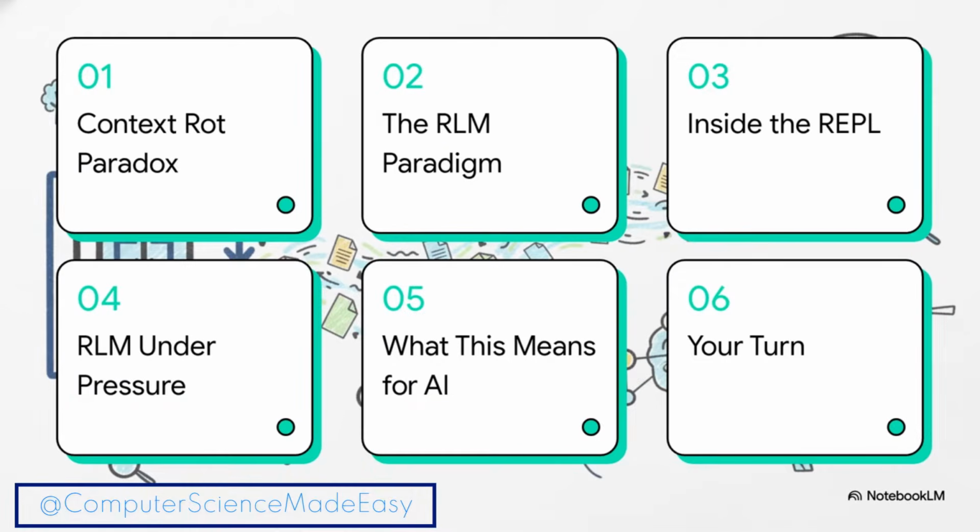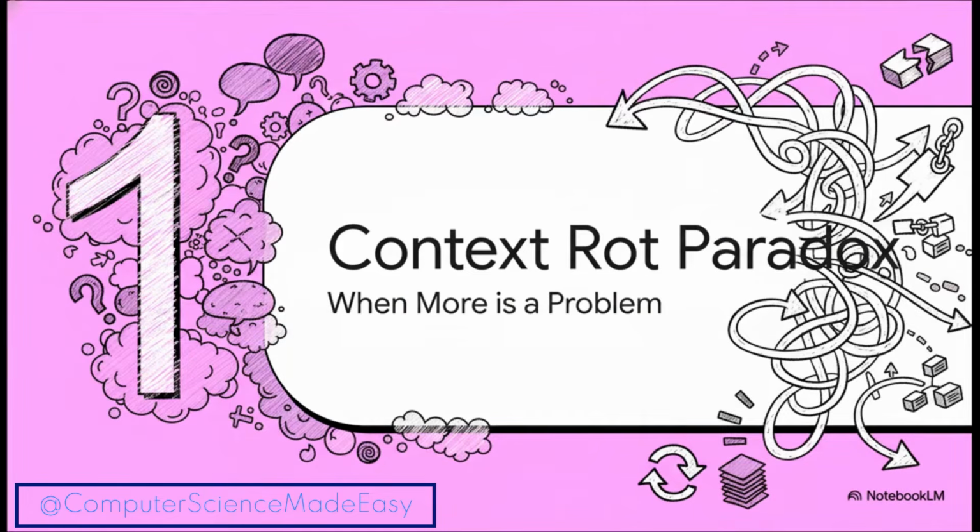Okay, quick roadmap for today. First, we've got to understand the problem, something called the context rot paradox. Then, we'll get into the new solution, this RLM paradigm, and peek under the hood at its REPL environment. After that, we'll check out the performance, see how it holds up under pressure, and finally, we'll wrap up by talking about what this all really means for AI. Let's do it.